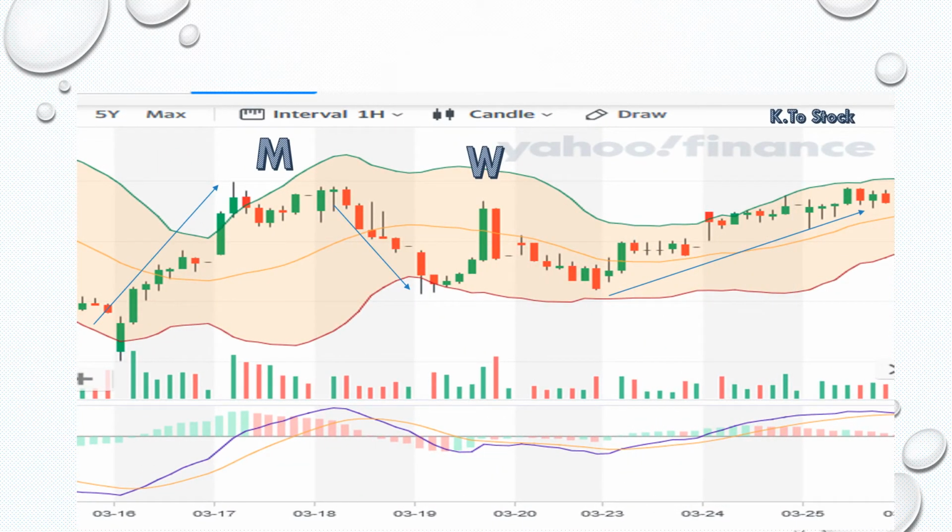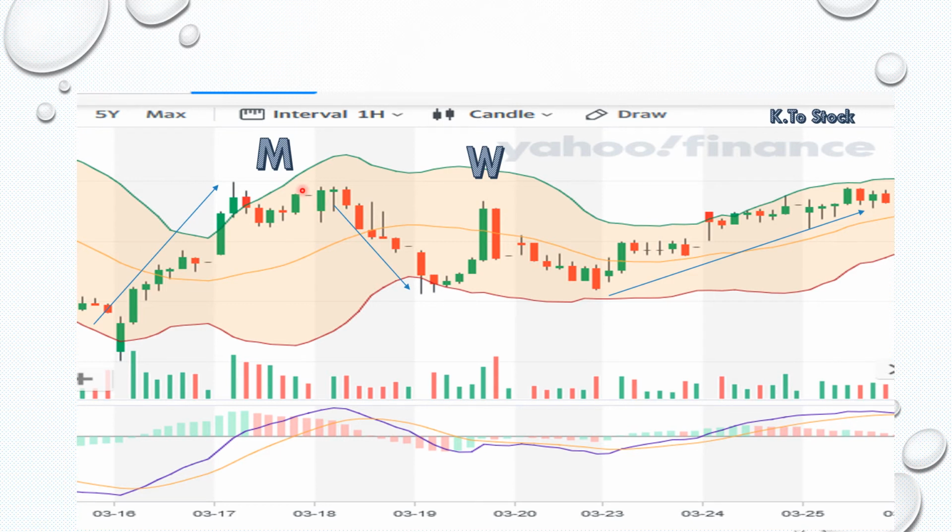This is Yahoo Finance K stock and H1 time frame. To explain what the M pattern in Bollinger Band is: when you are in an upward trend like here, the price makes a high peak outside the upper band and then bounces back inside and makes another peak here inside the band. This is the indication of the M pattern. And then after that, you see the direction of the trend reversing, going downward.